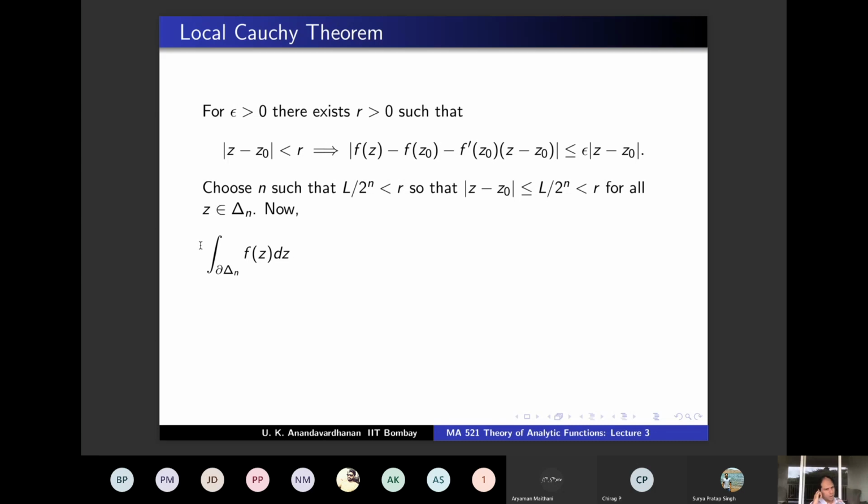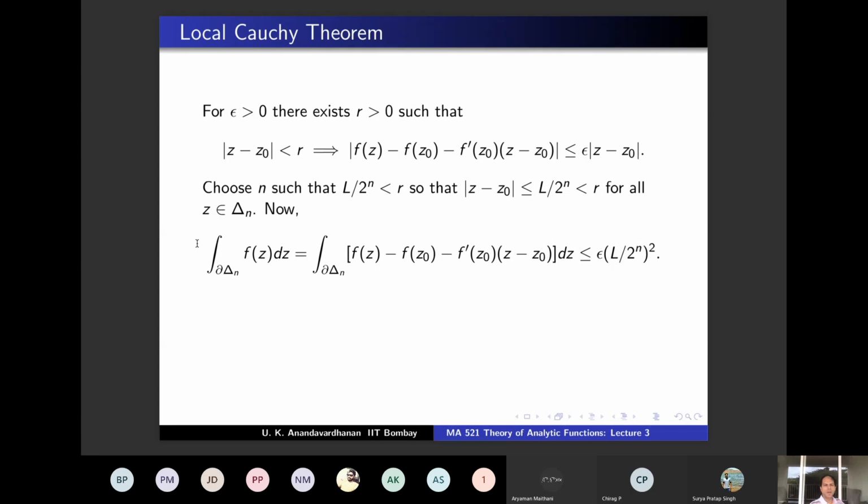what is happening? This integral is the same as I have subtracted many terms, but all these terms are 0, right? Integral f(z naught) dz: f(z naught) is a constant and integral dz is 0 because it's on a closed path. Similarly, integral f prime z naught times z dz: f prime z naught is a constant and integral z dz is also 0 because it's on a closed path. And the next thing is again a constant. So what I have subtracted is some number of zeros. So integral f(z) dz is the same as the integral of this one, and this one is less than or equal to the absolute value.